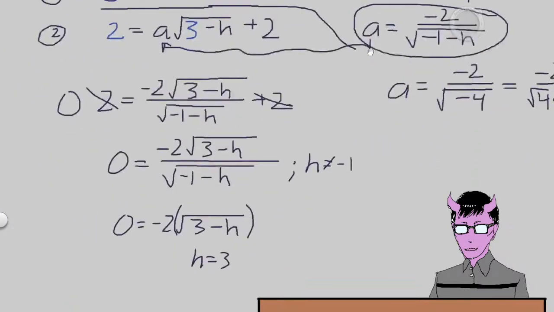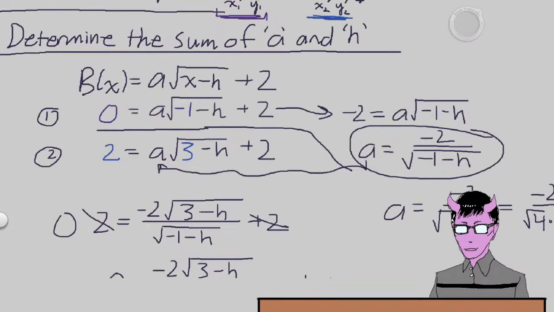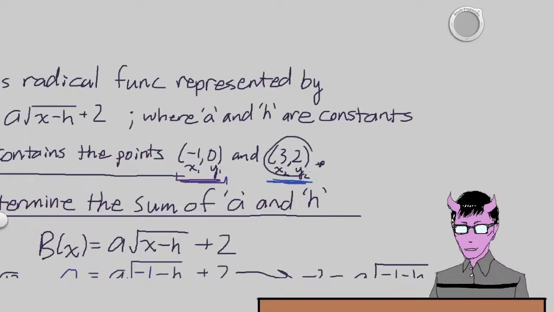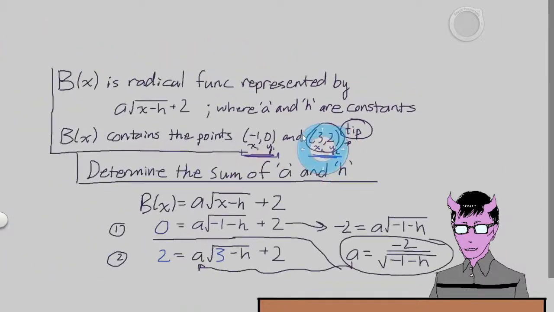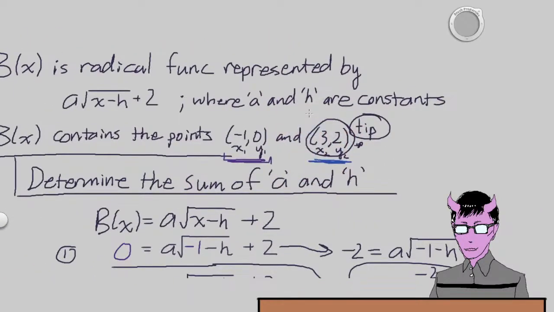Can't we plug it into the other one though? Let's see. If h is 3, we get a times 0. So that is unfortunately not useful, which means something very specific. So this is actually the tip of our function then. Yeah. Okay. Coincidentally, that's actually the tip of our function, and I think that was the gimmick to doing this particular problem.